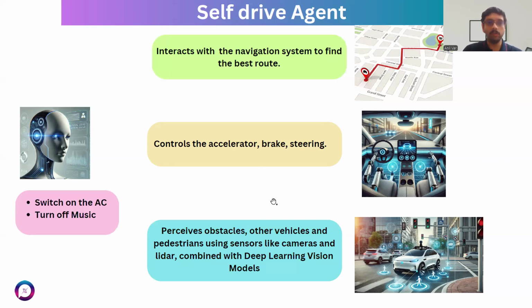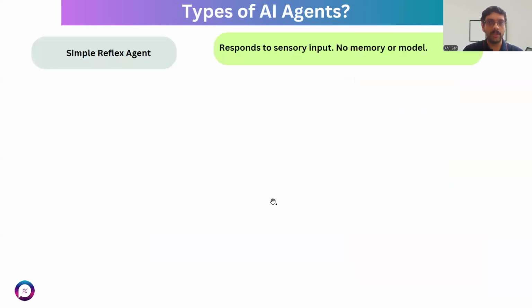Maybe it could also switch on the AC if you ask it to, so it's conversing with you now. Or it could turn off the music if you're not in the mood and want to go to sleep. So an autonomous car is actually not one agent, it is a combination of agents performing different tasks. But it's a good example of what an agent would be, obviously a very complicated example.